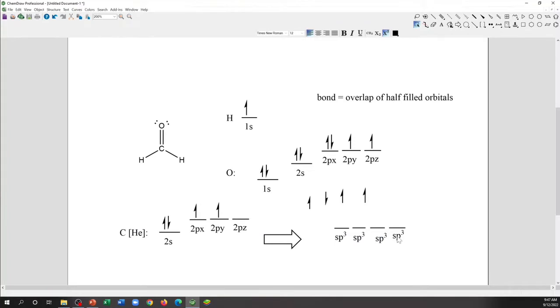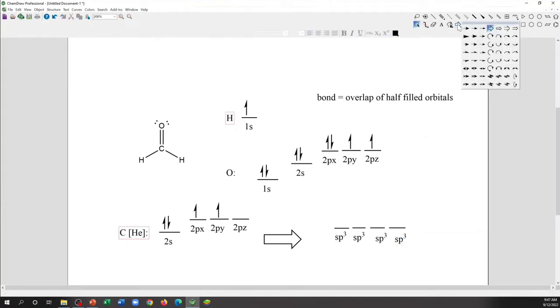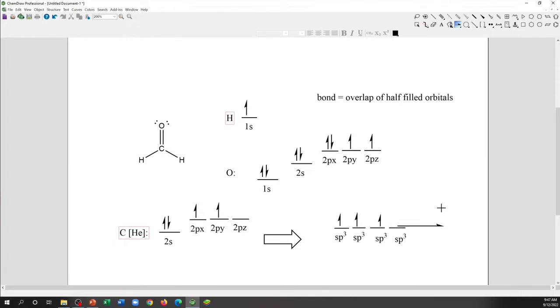Once we've made these 4 equivalent orbitals, then we put those 4 electrons back in again. It's hard to grab these things, so I'm just going to redraw them. Let's go back and select my arrow tool. So these 4 electrons, 1, 2, 3, and 4. And notice how all 4 of these electrons end up in their own orbital. They all have the same spin state, and this is how carbon can make 4 separate bonds. And this is the type of orientation that we would expect if we're talking about a compound like methane.